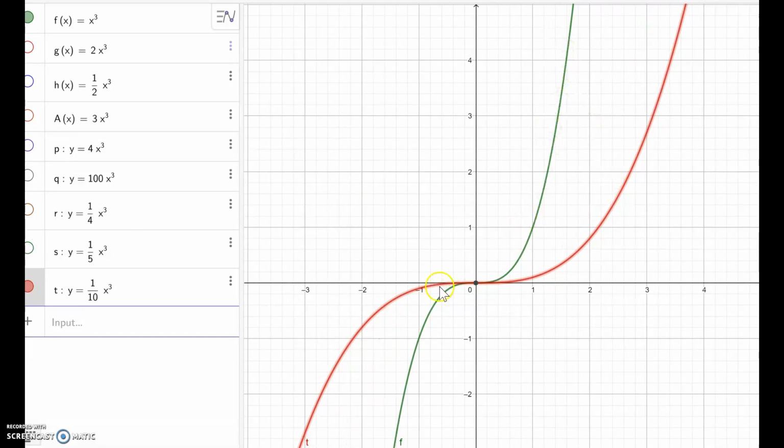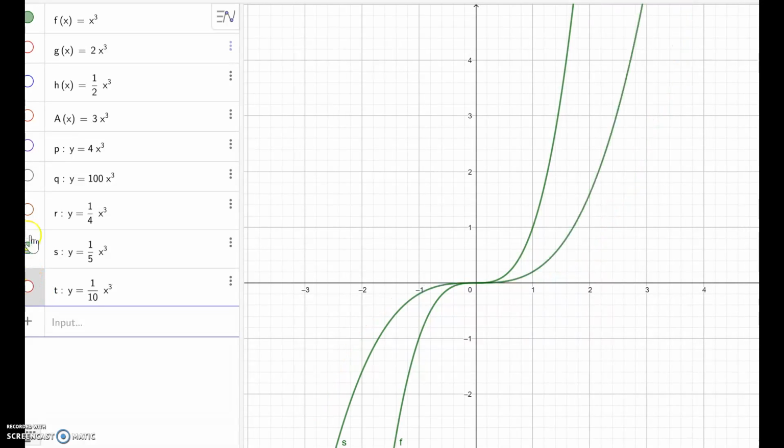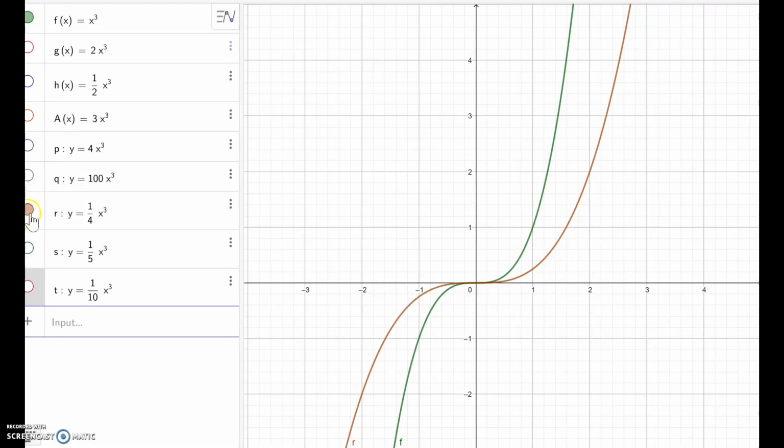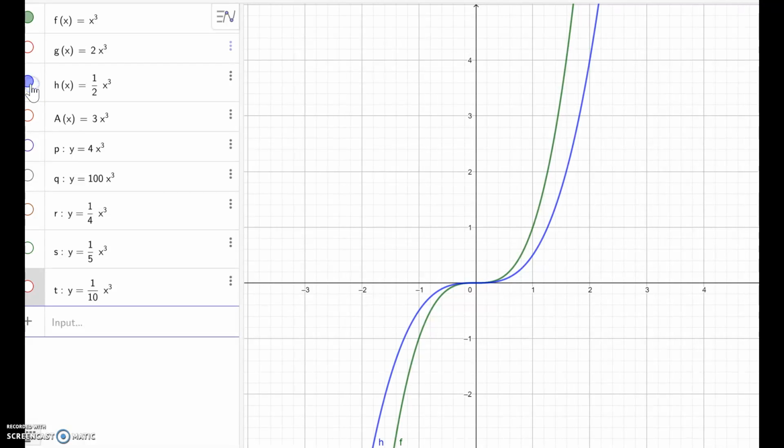This is the x cubed. This is the 1 over 10 x cubed. Now this is 1 over 5 x cubed, 1 over 4 x cubed. Now 1 over 2 x cubed. So like this. If the coefficient of the x cubic function is between 0 and 1, then this graph gets wider and wider.